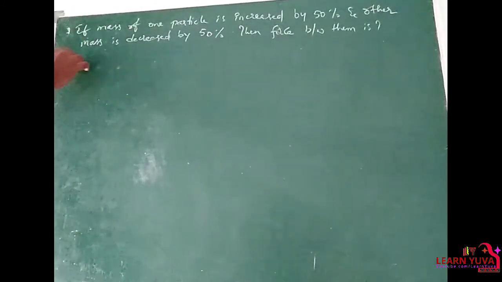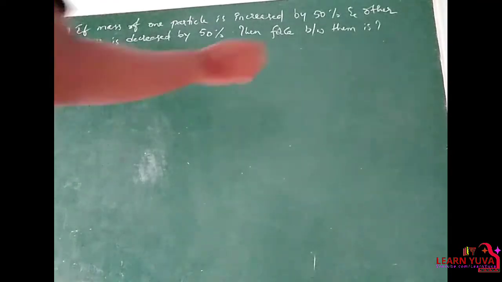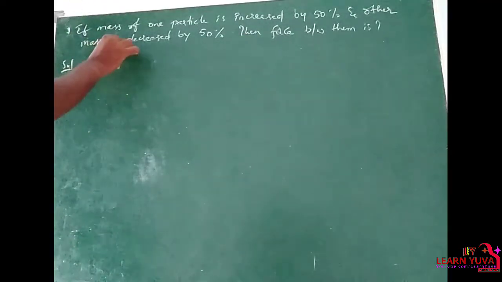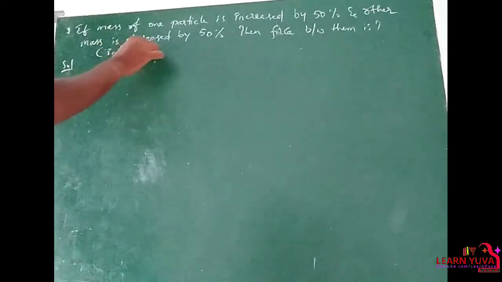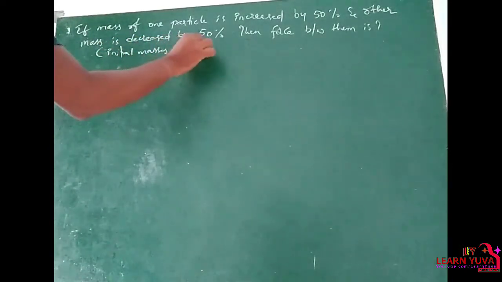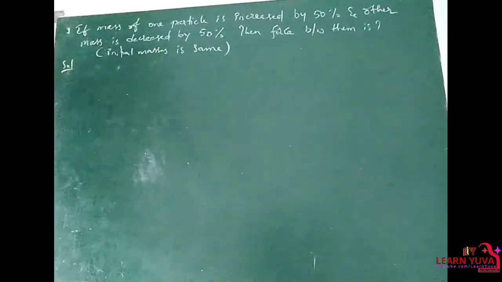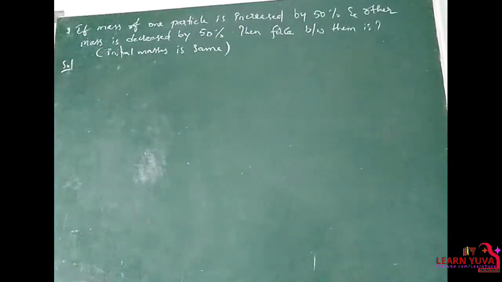If the mass of one particle is increased by 50% and the mass of another particle is decreased by 50%, then the force between them, right? So here the initial masses are the same. That is the condition. So we have to find out the force that acts between them. What is the force that acts between them?